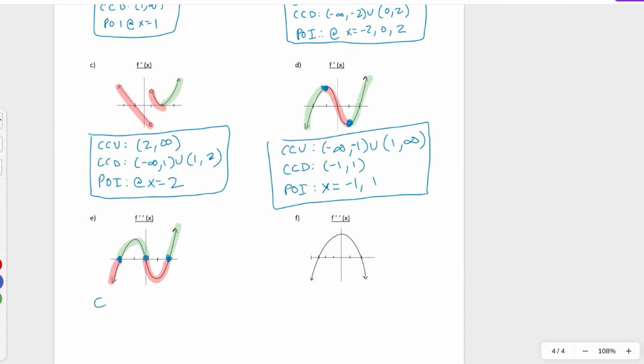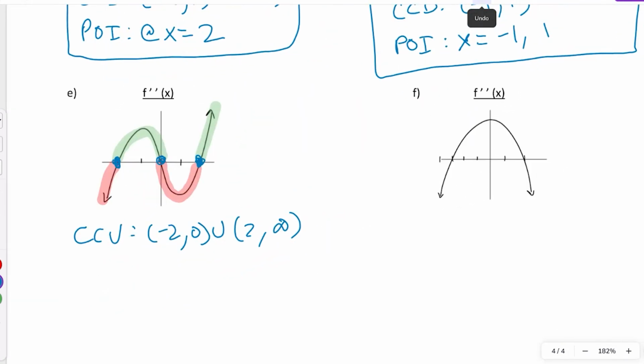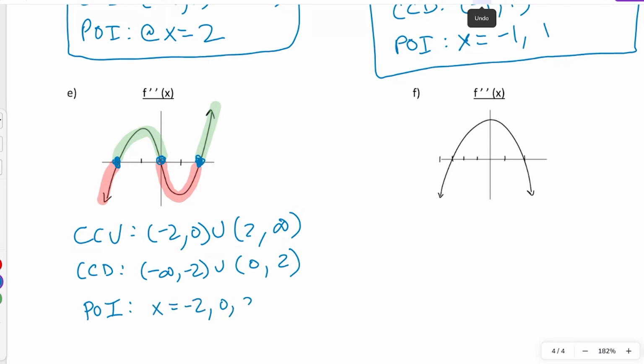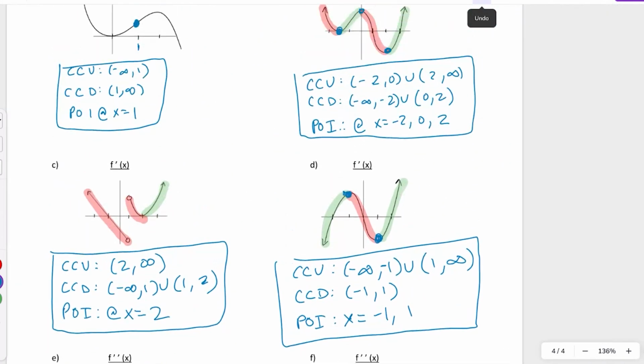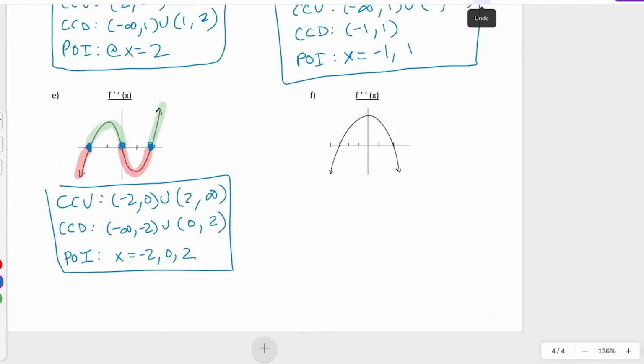So f is going to be concave up between negative 2 and 0, but also 2 to infinity. It'll be concave down between negative infinity and negative 2, and 0 to 2. And I'll have points of inflection at x equals negative 2, 0, and positive 2. Am I missing anything? No, that's all it's asking for.